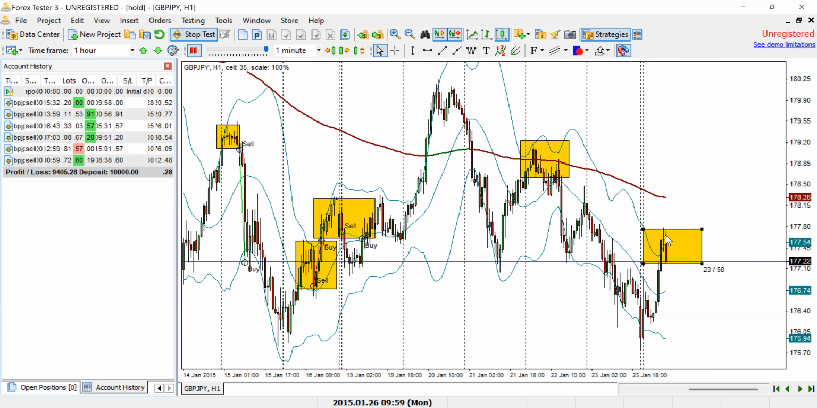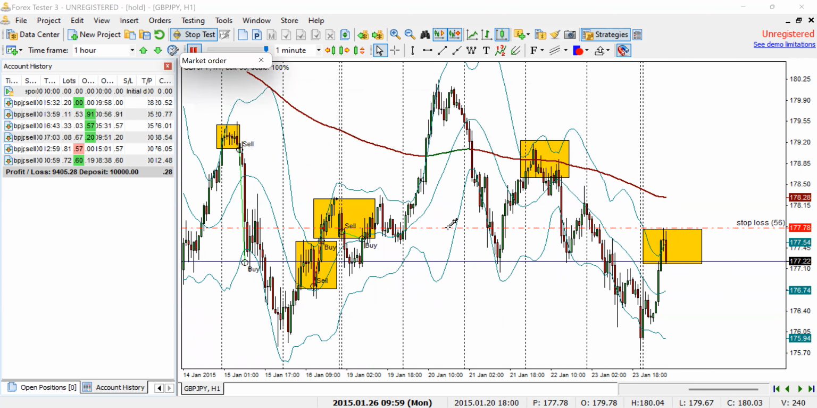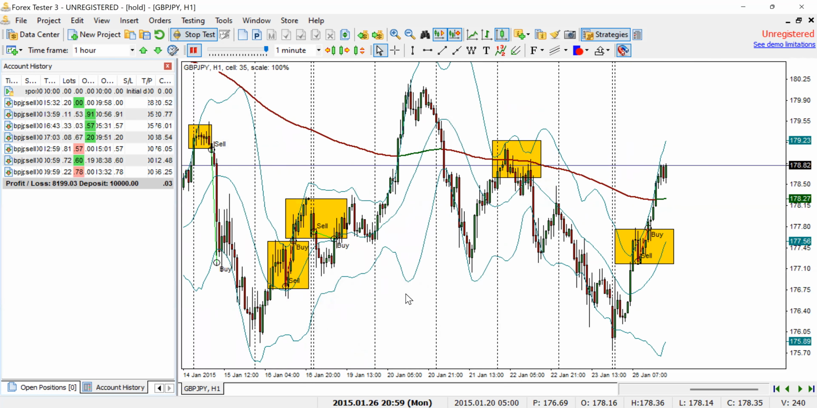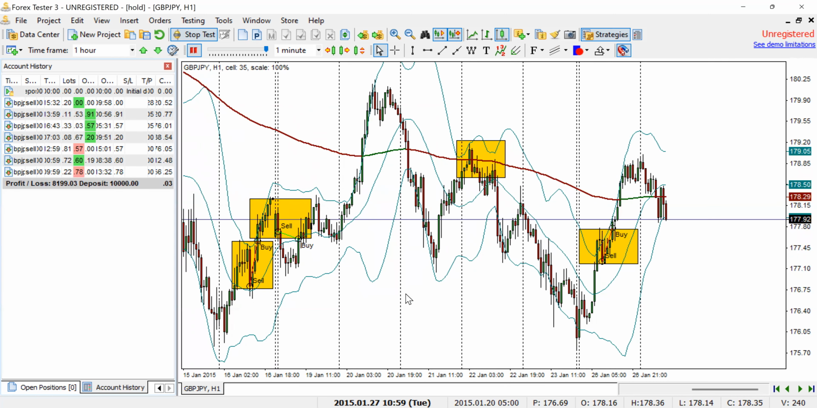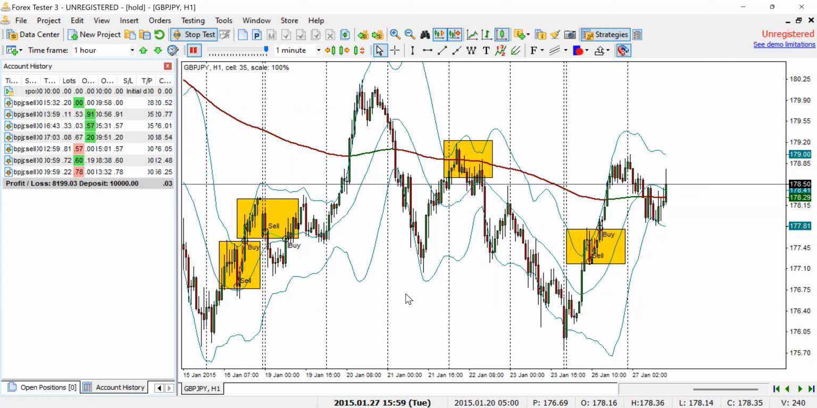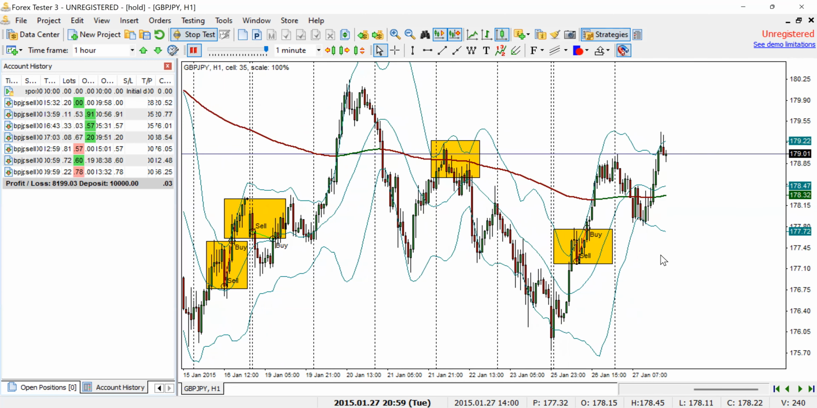A rejection and a close back in on the upper side. So we are looking for a sell. And price hit our stop loss. Another losing trade, but we need to keep fighting. We are up about 8,000 bucks. It's a bit confusing here again.